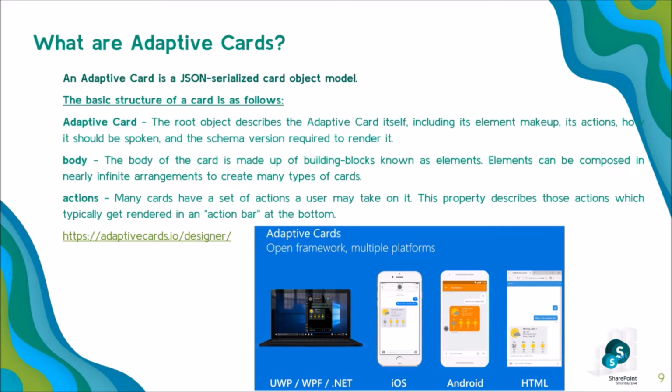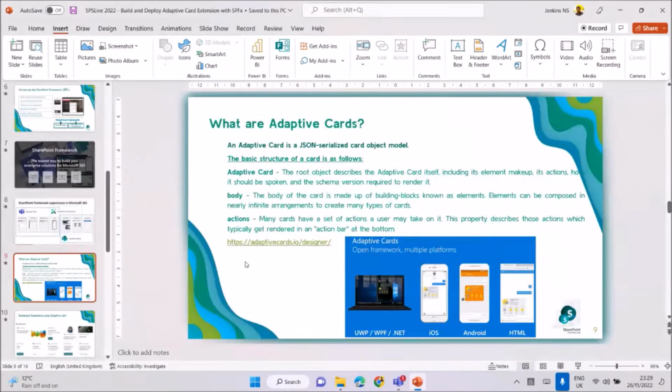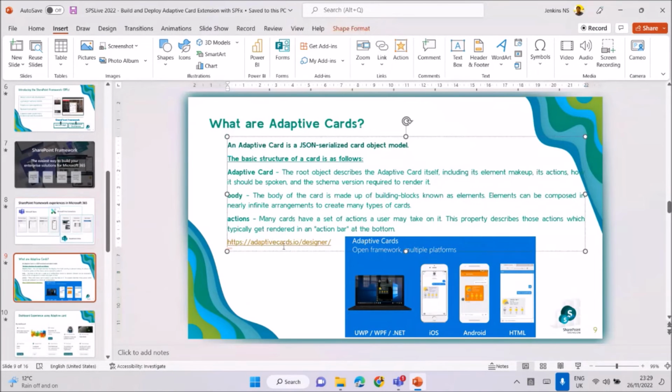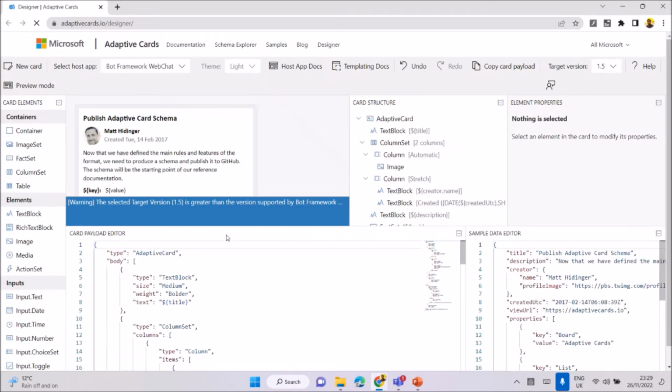Many cards have a set of actions to submit, insert or update. Like that, they handle the action part also. That's why we have three major structures: the adaptive card is the top level, then body and actions. Inside that we have columns, text blocks, a huge number of items. If we go to the designer, you can see the Adaptive Card Designer, and you can see all the samples. You can see what controls are available and test the schema, such as columns.